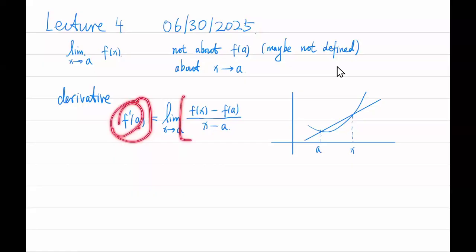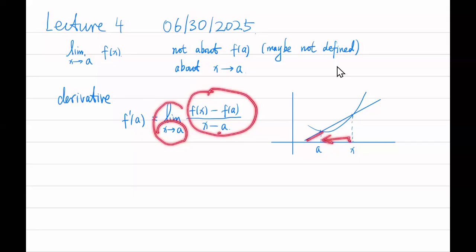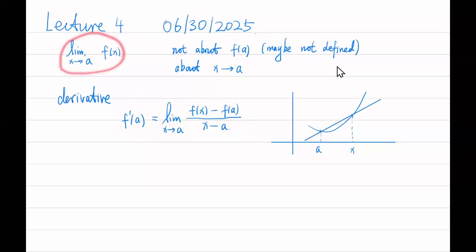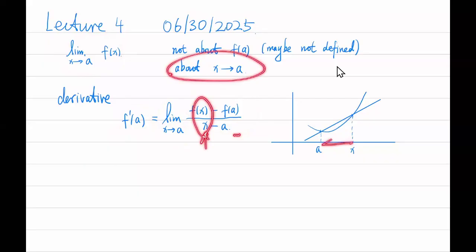We start with this ratio. For A and X as they get close to A, we find the difference in the Y variable, the difference in the X variable, and the quotient gives us the slope. Then we let X approach A, and the limit of the slope is defined as the derivative. As we have emphasized, the limit is not about the value when X equals A, because for this one, X cannot be A. It's about the trend when X approaches A, but not at A.